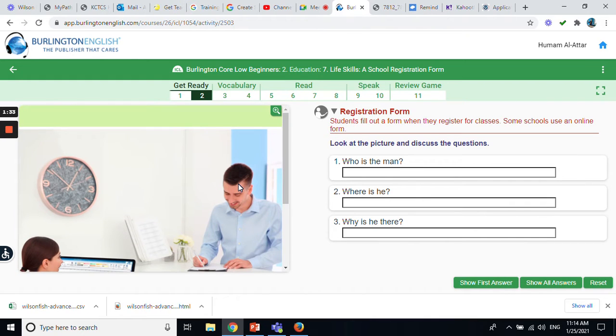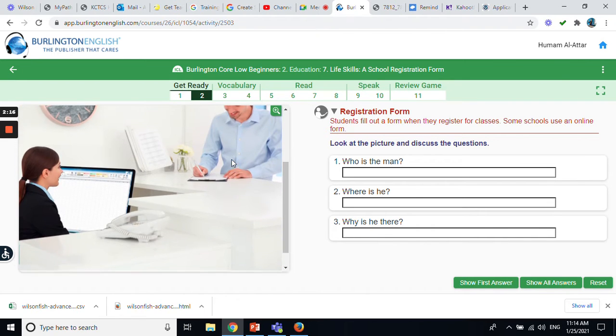So what are we going to do here? Registration form. Students fill out a form when they register for classes. Some schools use online forms. So in some schools, you don't need to go to the school to fill out the form. You just need to go to the school's website and look for the registration form and fill it out with your information.